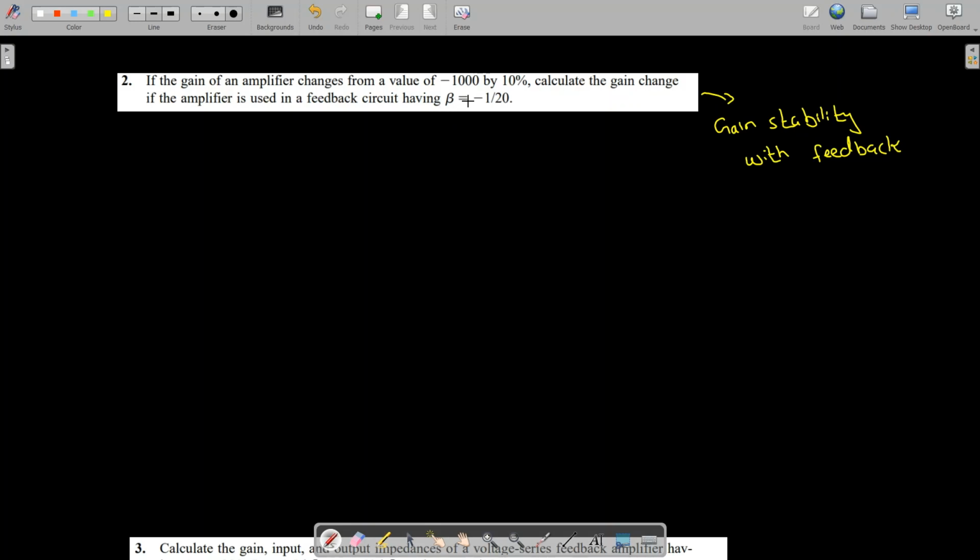Now we have gain without feedback given, which is minus 1000, and we have the change of gain without feedback also given, which is 10%, and beta, the feedback factor, is also given. So we need to find the gain change with the feedback, which is denoted by dAf divided by Af. Now we know that this equals the magnitude of 1 divided by 1 plus beta A, times dA divided by A. Here dA divided by A is the magnitude of the relative change of gain without feedback, and this is the magnitude of the relative change of gain with feedback.